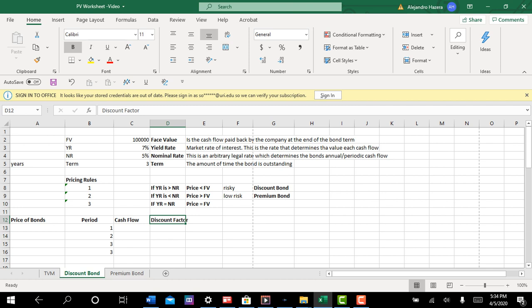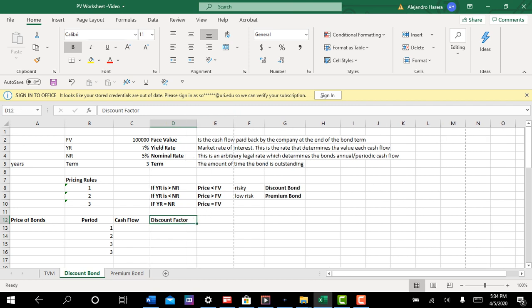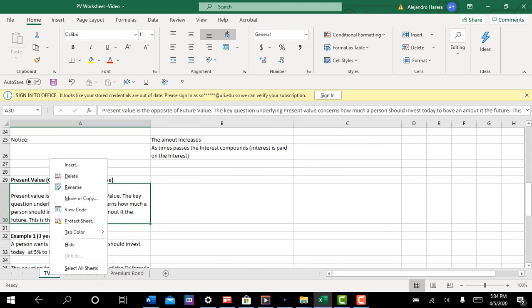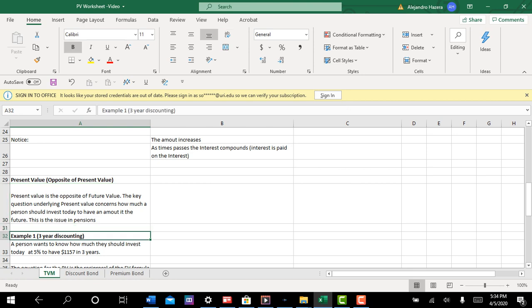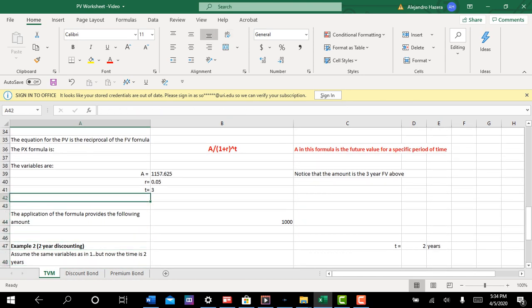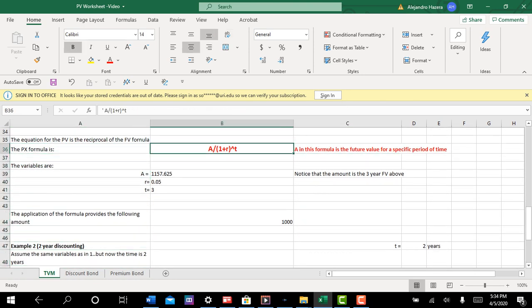And the discount factor is going to be based on the present value formula that I showed you in the time value of money video. And that present value formula is this formula right here. That's why it's so important. This formula is the key formula in everything we do. The future value formula is just theoretic at this point, but it serves to derive the present value formula. So that's the formula that we'll be using.